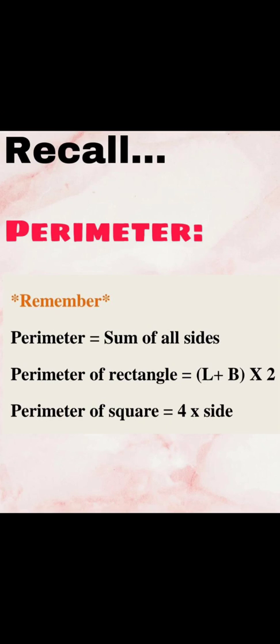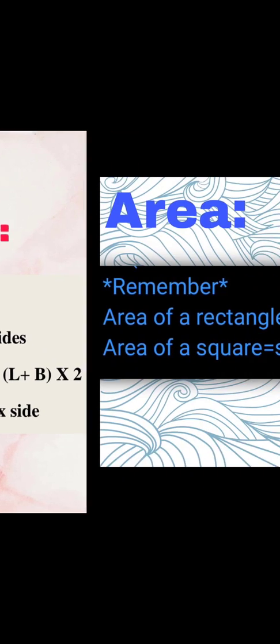When we are finding perimeter, to write the answer we will use the same unit. If our length and breadth are in meters, then we will write the answer in meters. And if the sides are in centimeters, we have to write the answer in centimeters.